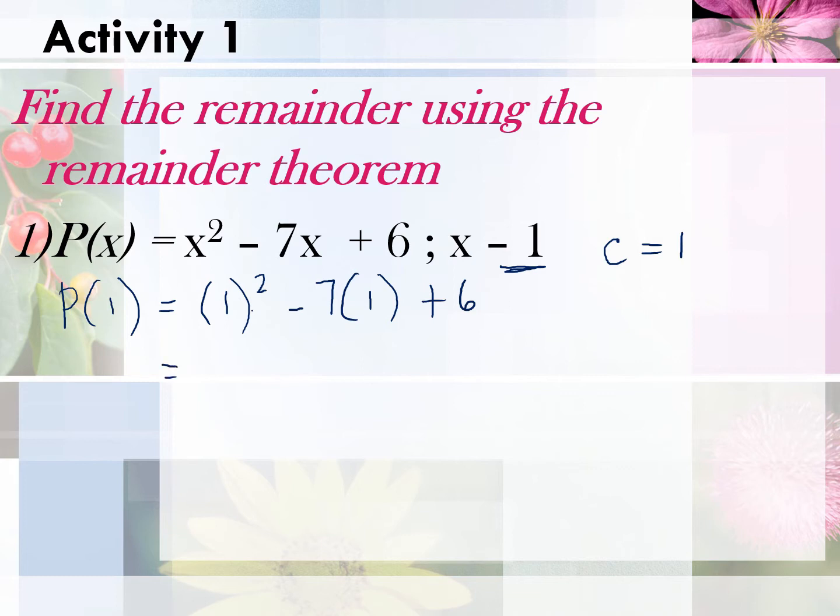Then simplify. 1 squared is 1. Negative 7 times 1 is negative 7. Then bring down natin yung 6. Then 1 minus 7 is equal to negative 6 plus 6. That is equal to 0. So it means, kapag dinivide natin yung x squared minus 7x plus 6 sa x minus 1, ang remainder niya ay 0.